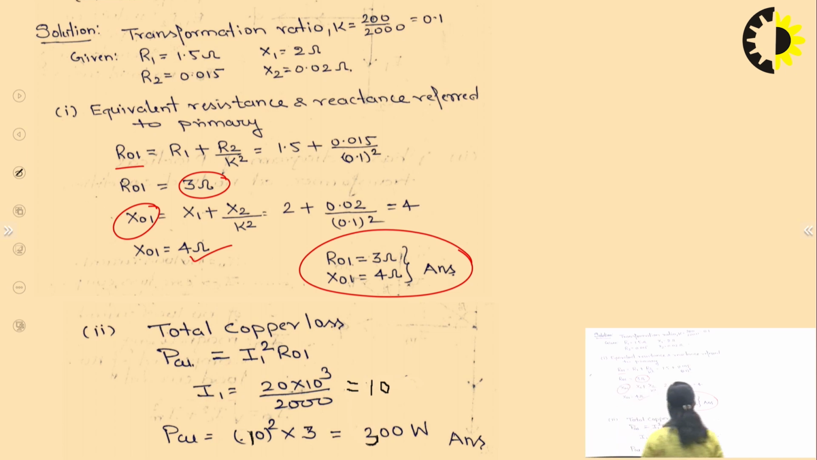Now what about the copper loss? For copper loss, as I told you, we require the value of current, and current is coming 10 ampere, right? By putting this 10 ampere into R1E, which is 3 ohm, we will get 300 watts. So copper loss is coming 300 watt in this particular case, right? So this is how we will solve this question.